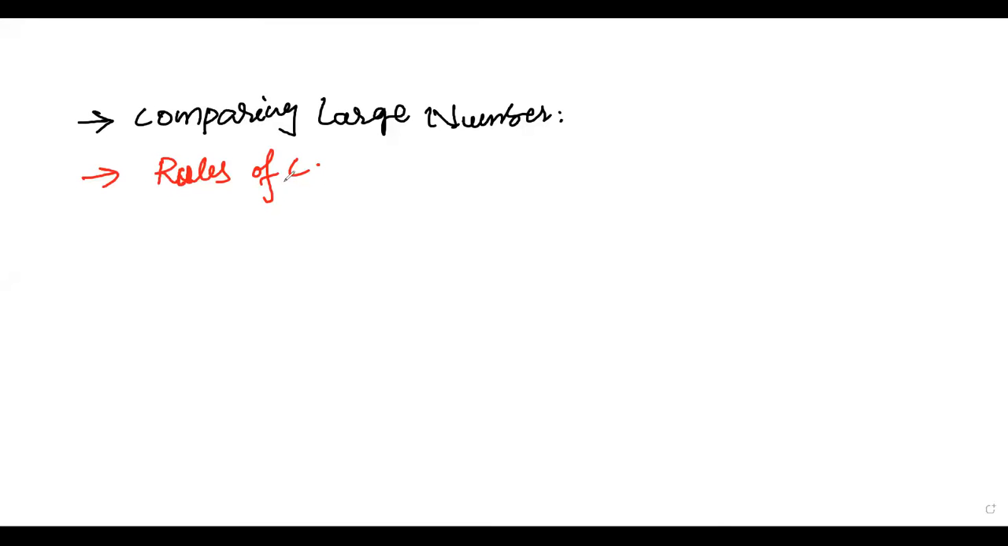So, comparing large numbers. Rules of comparing numbers. What are the rules we have? The first rule, rule number 1: the number that has more digits is the greatest number.